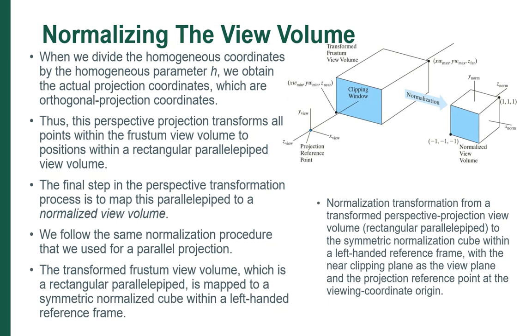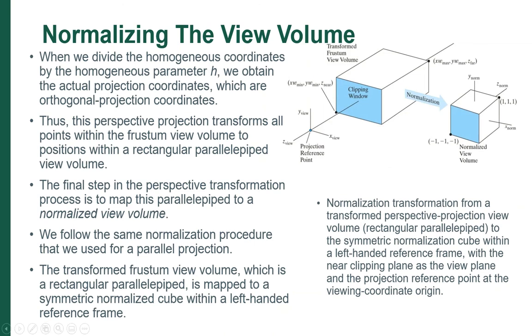Now it's time for normalizing the view volume, because the view volume which is transformed needs to be normalized. When we divide the homogeneous coordinates by the homogeneous parameter H, we obtain the actual projection coordinates, which are orthogonal projection coordinates. Thus, this perspective projection transforms all points within the frustum view volume to positions within a regular parallelepiped view volume, which is rectangular. The final step in the perspective transformation process is to map this parallelepiped into the normalized view volume. We follow a similar procedure to the one we used for the parallel projection, and the transformed frustum view volume, which is a rectangular parallelepiped, is mapped to a symmetric normalized cube within a left-handed reference frame.